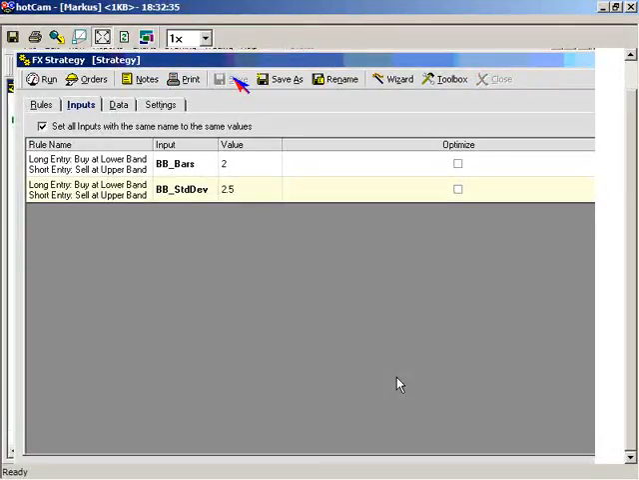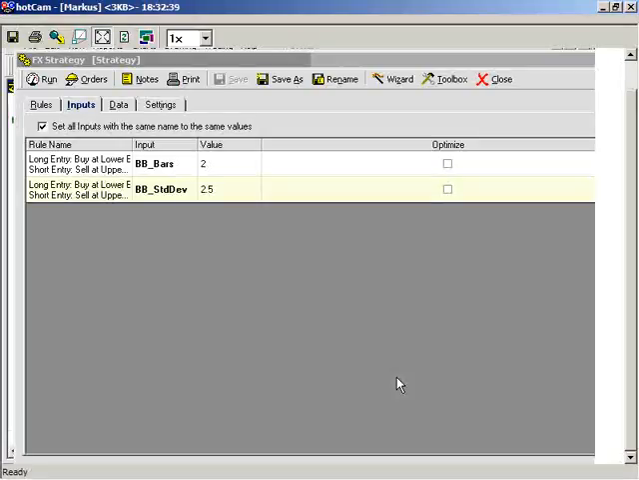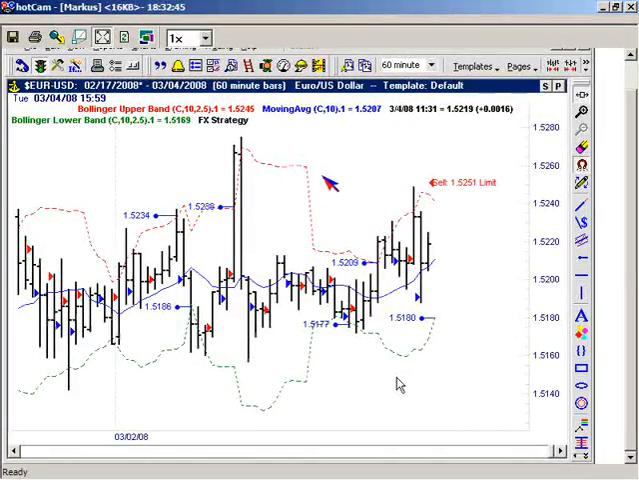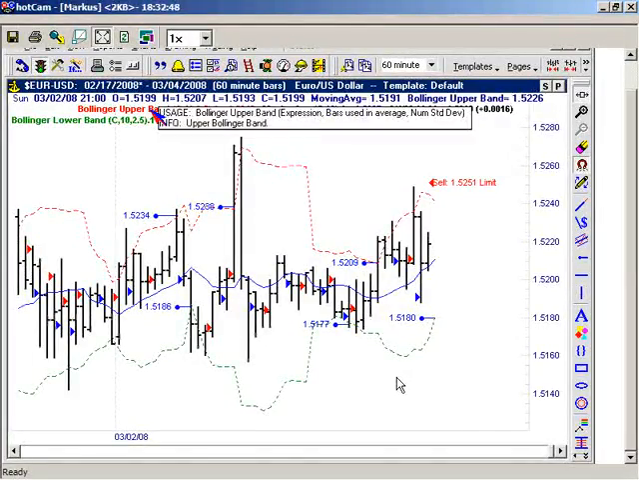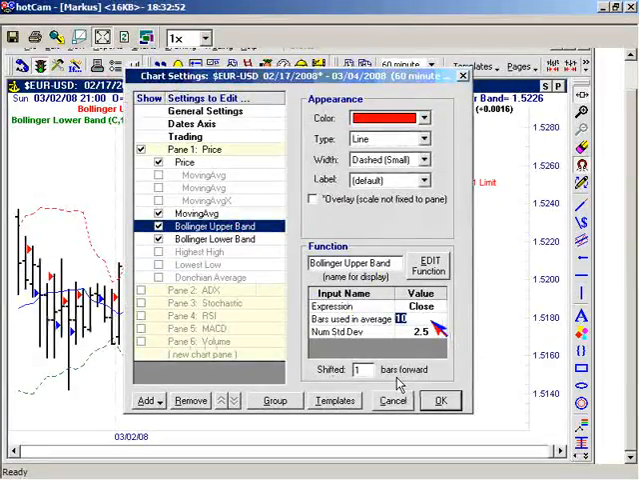Let's save the strategy. Let's go back to the charts and take a look at how this looks. We need to adjust the settings for the upper Bollinger Band and the lower Bollinger Band to 2. You remember, this is what we just did: 2 and 2.5. Let me do it here.